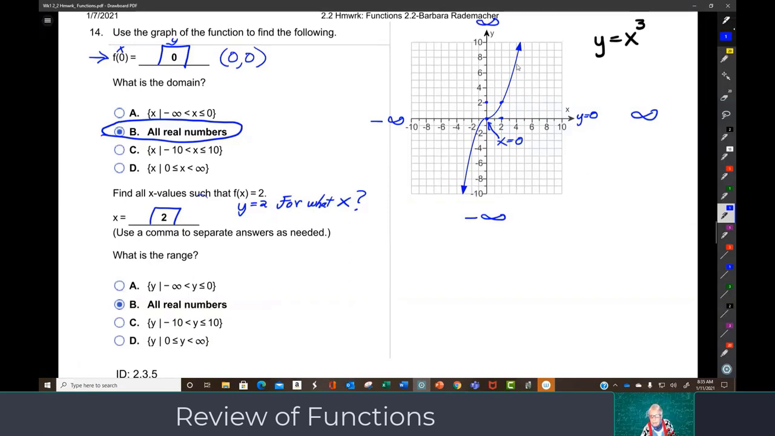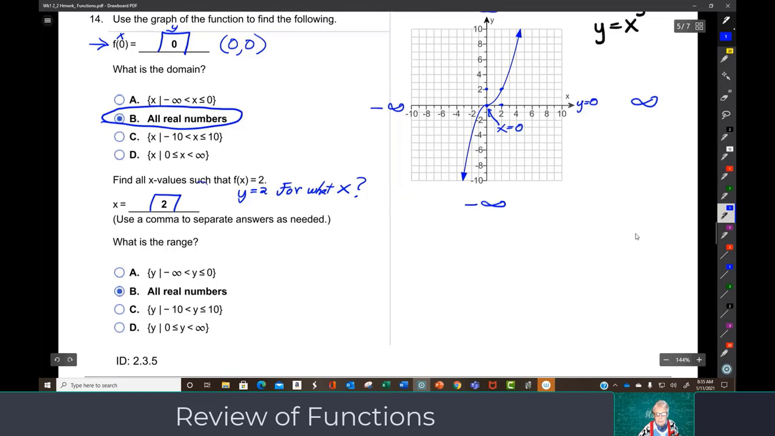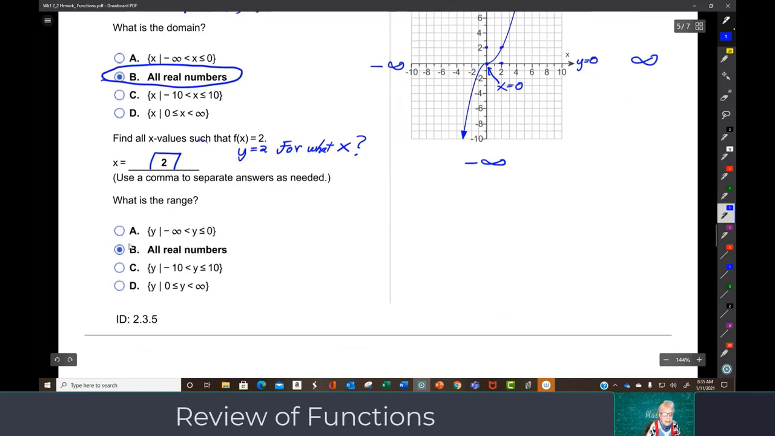Now notice that this graph goes up forever. That's what that arrow means. It goes down forever. And since the y-axis also only has the real numbers, the numbers in the real number system, it doesn't have any unreal numbers on it. The x-axis and the y-axis only have real numbers. So all real numbers, again, is the answer. Is that always true? No, it all depends on the graph. It all depends on the function.